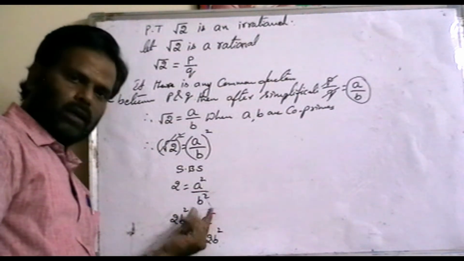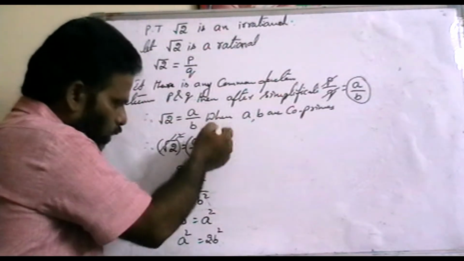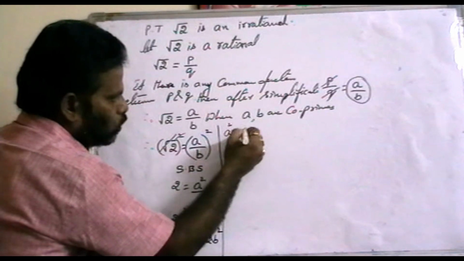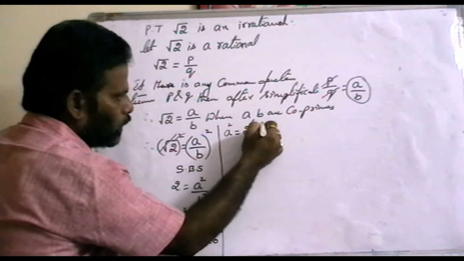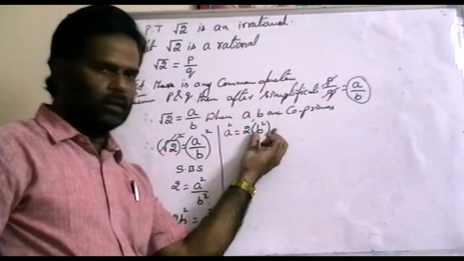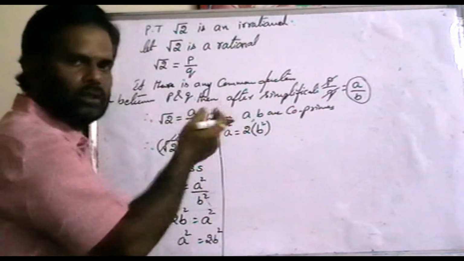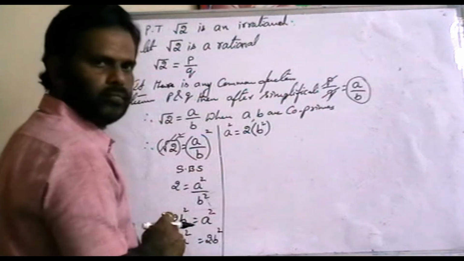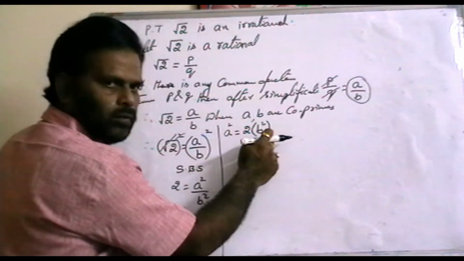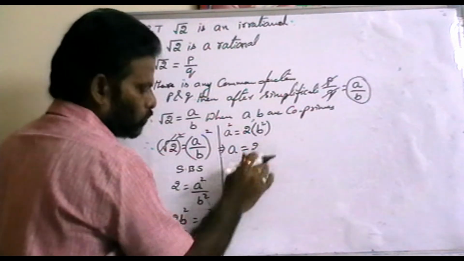So we can say that a square is equal to 2b square. A square is equal to 2 into b square, and that means a square we can write as 2 into something. 2 into something means it is a multiple of 2. So a square is a multiple of 2, and that implies a is also a multiple of 2.